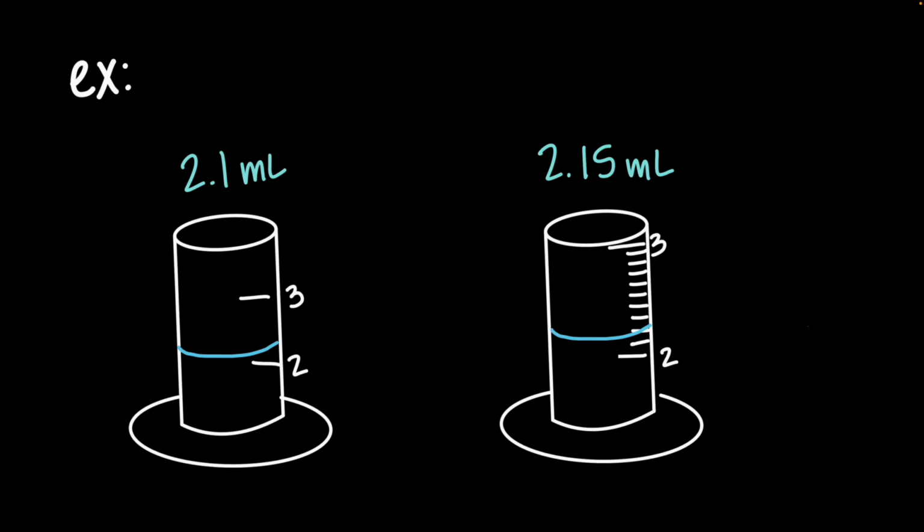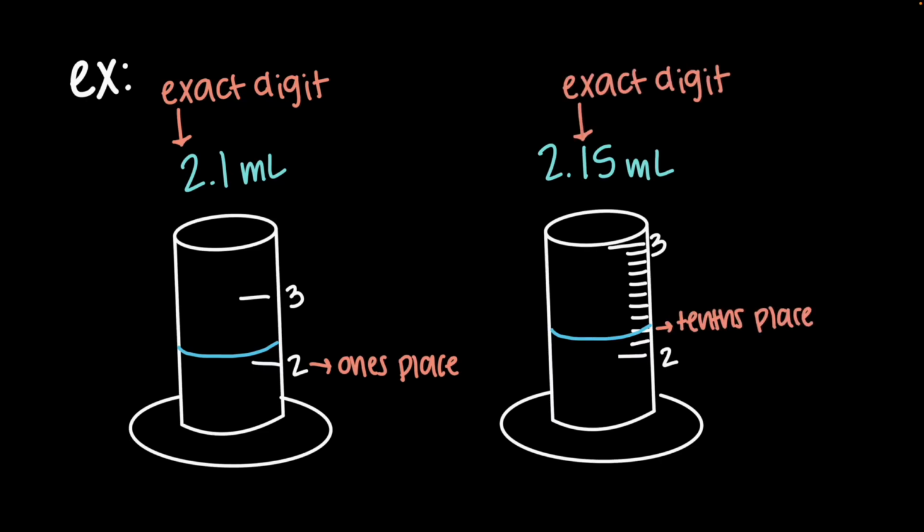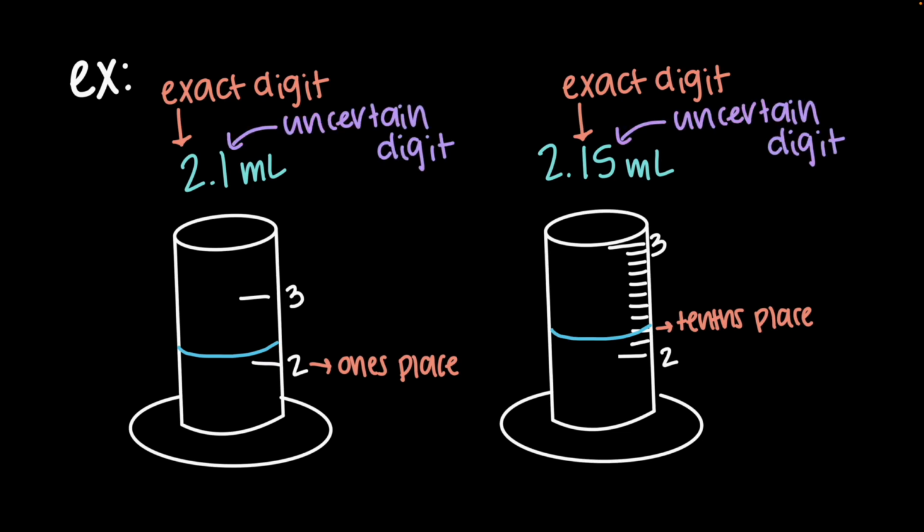These different values can come from two different graduated cylinders used. With one graduated cylinder, it could only have the ones place shown as the exact digit, and the other graduated cylinder could have the tenths place shown as the exact digit. We will always have an uncertain digit after the exact digit, and the uncertain digit is the guessing digit. The graduated cylinder with 2.15 milliliters is reporting more significant figures, so this will be a more precise value. And the graduated cylinder with 2.1 milliliters has fewer significant figures and will have a less precise value.